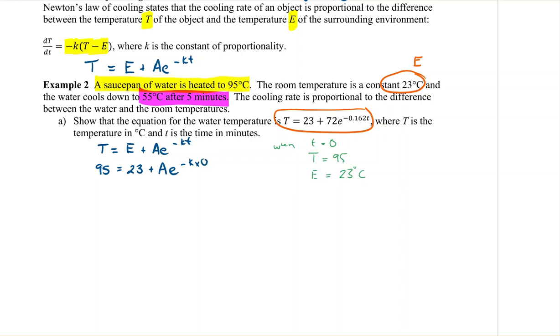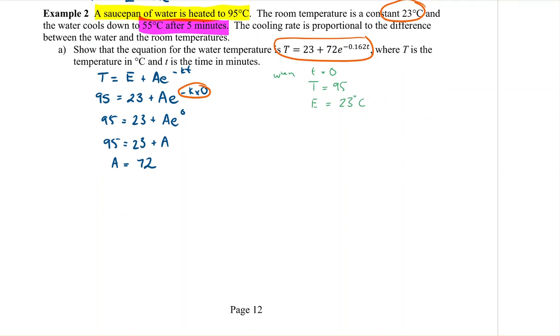So this minus K times 0 equals just 0, doesn't it? So I really have 95 equals 23 plus A E to the power of 0. E to the power of 0 is 1, so it's just 95 equals 23 plus A. And so now I can work out what A is. Just subtract the 23. A is equal to 72.